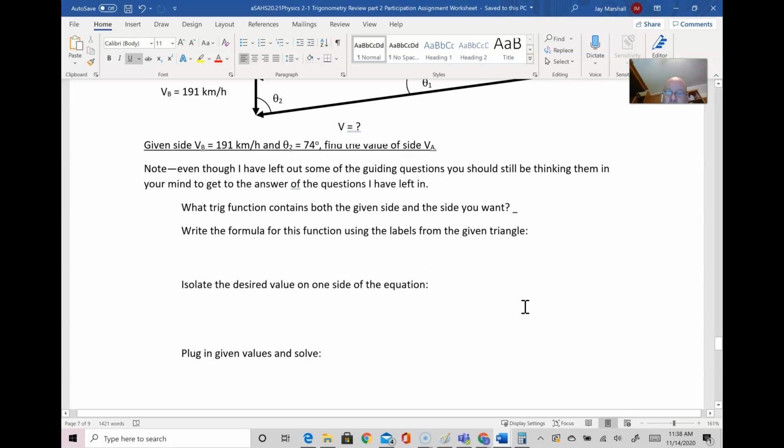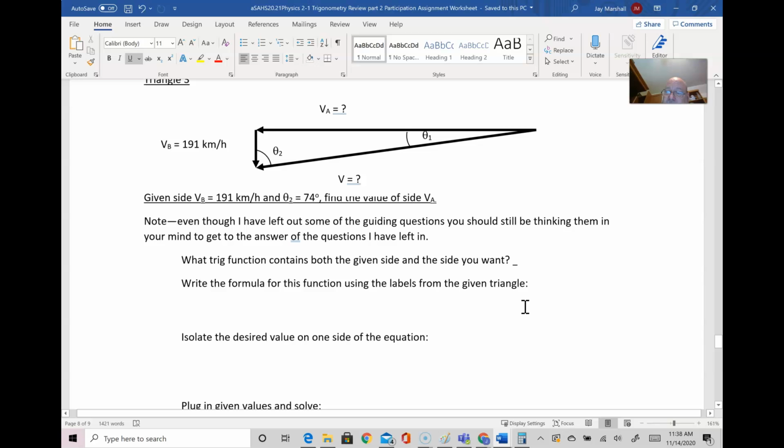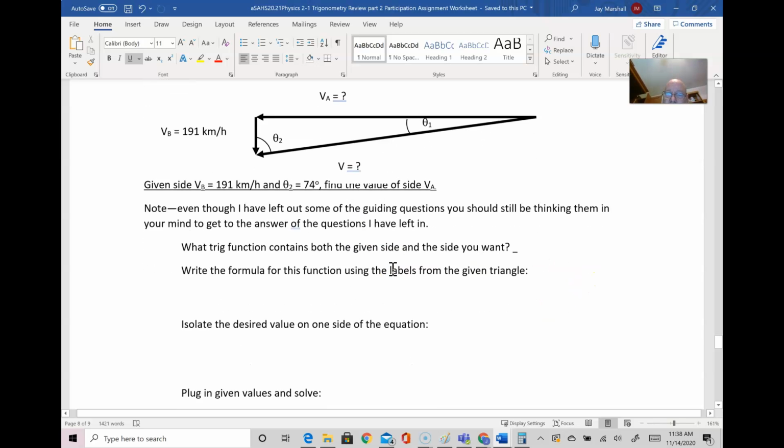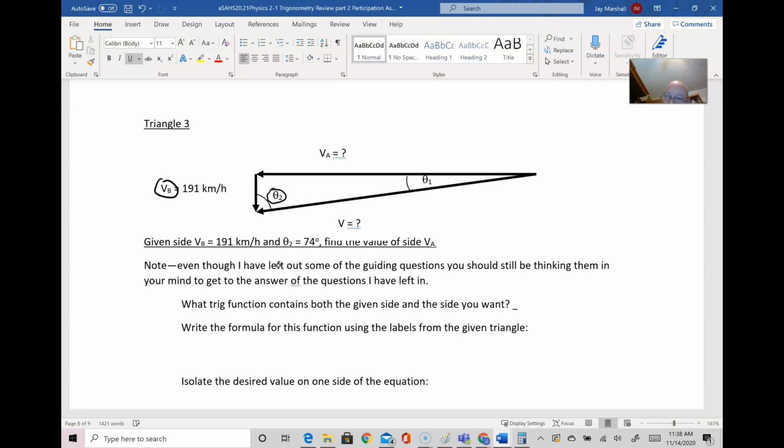Okay, triangle 3. I've given you less guidance here, so I'm just going to do this on your answer sheet so that we don't have to move back and forth. So given side VB, right, here's my side VB and angle theta 2. I've been given this side and I want to relate it to this angle, which is 74 degrees. I want to find this side.